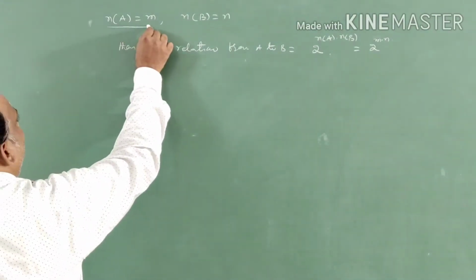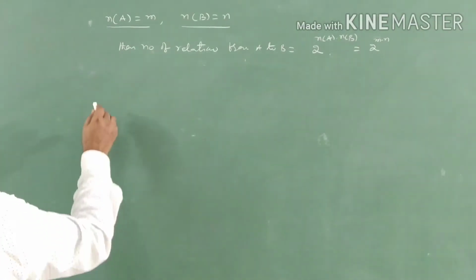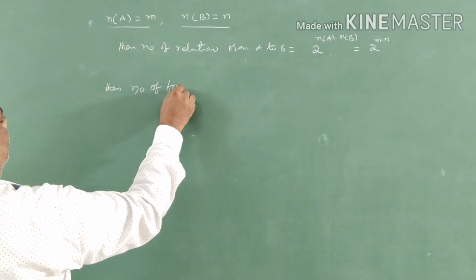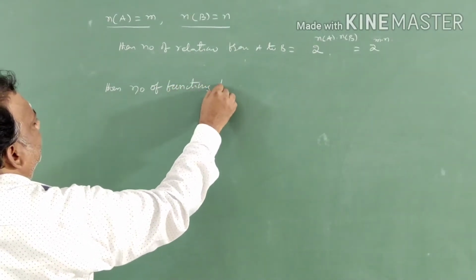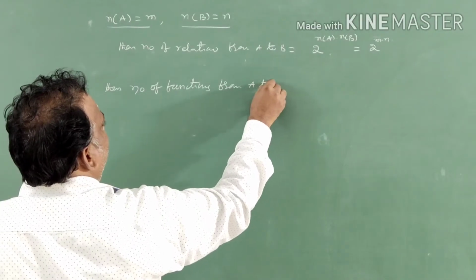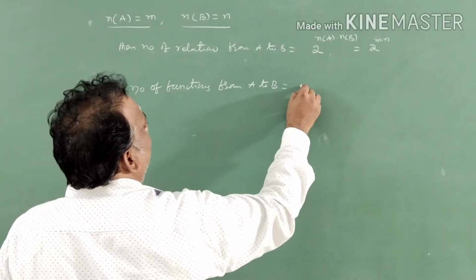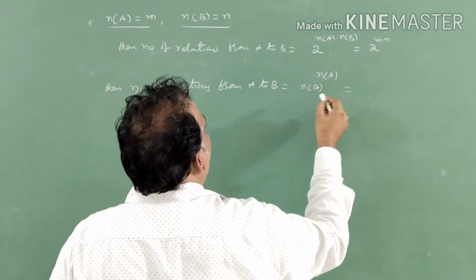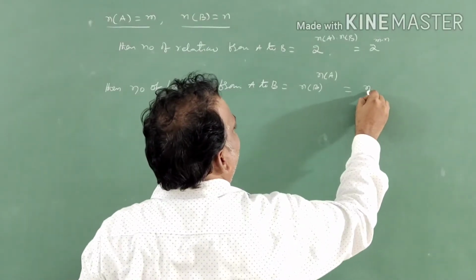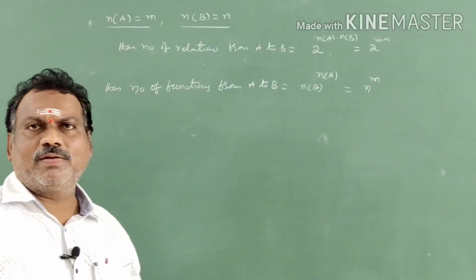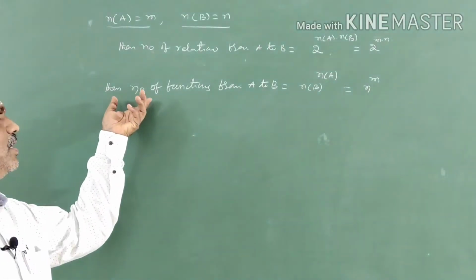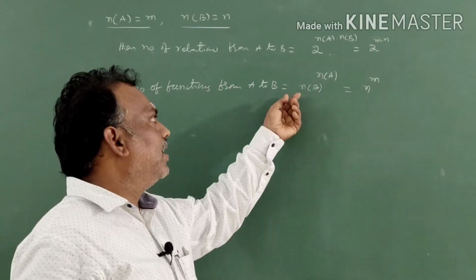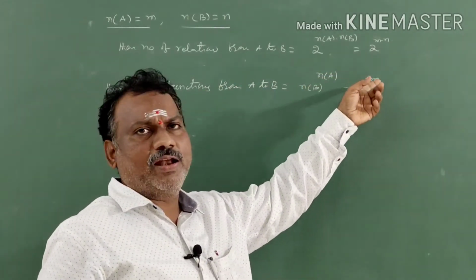So n(A) is equal to m and n(B) is equal to n. Then the number of functions from A to B is equal to the number of elements in set B to the power of the number of elements in set A. The number of elements in set B is n, so we can write n power m. So this is a very important question. The number of functions from A to B is n(B) whole to the power of n(A), that is n power m.